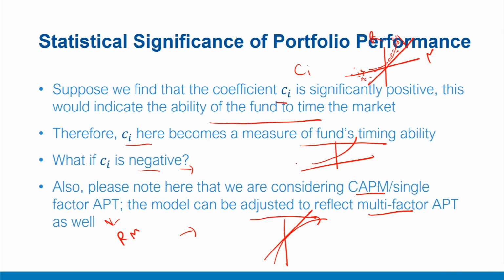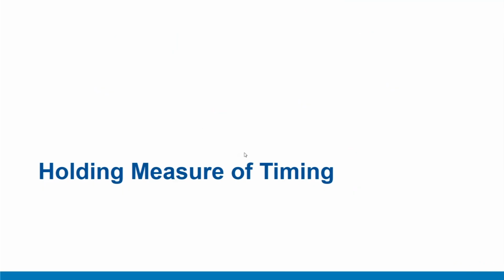To summarize, in this video, we discussed how to statistically measure the timing ability of a fund manager. We noted that if a manager is able to time the market, then his performance would be captured by this non-linear curvature over this straight line RM minus RF, and the coefficient Ci, which is the coefficient of this non-linear term, the non-linear term being RM minus RF raised to the power 2. If the coefficient Ci is statistically significant, that means the manager is successfully able to time the market.